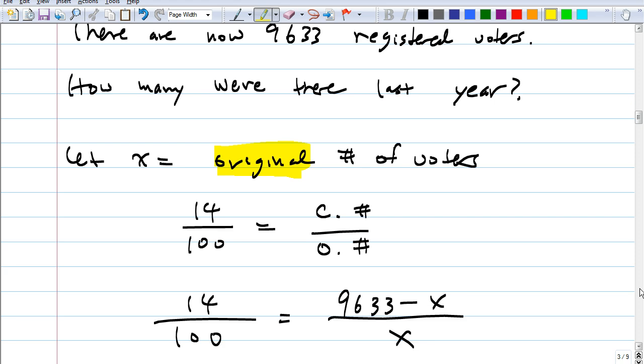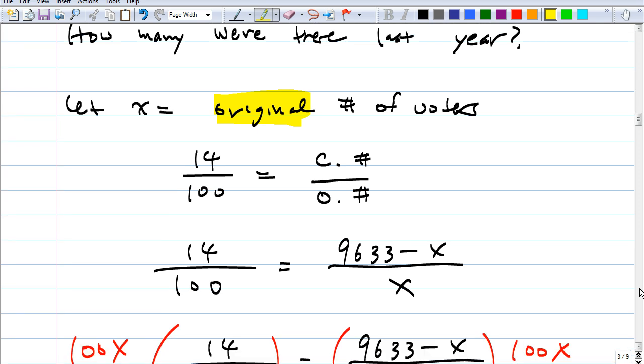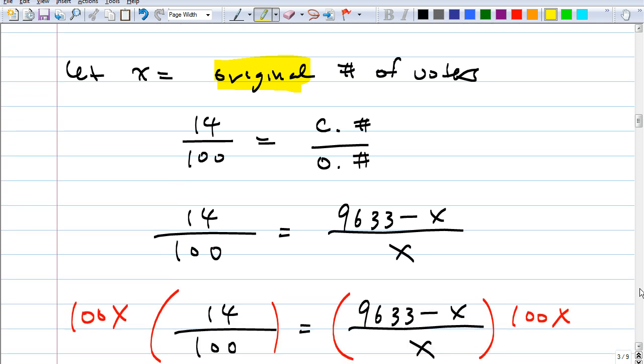Okay, do we know how to solve this? This is a fractional equation. You multiply both sides by the LCD. Savannah, what's my LCD? 100x, right? So multiply both sides by 100x. By the way, could I have simplified 14 over 100 first if I wanted to? That would have been nicer. But if you didn't, that's okay. 100 is not too bad.